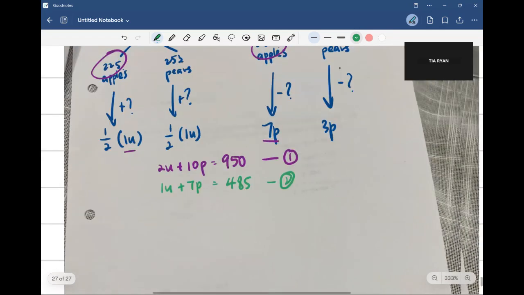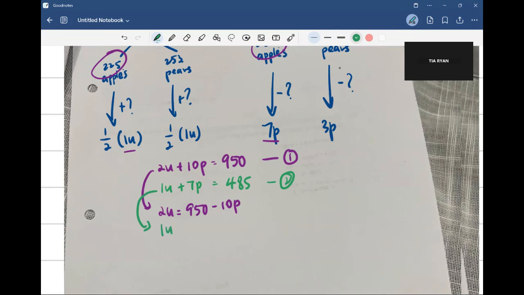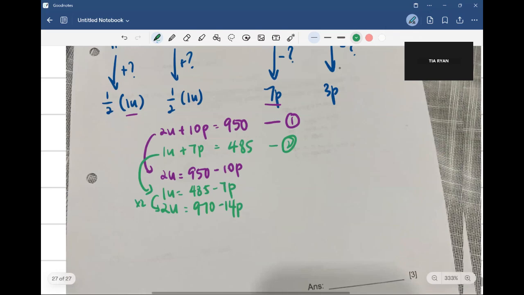So I want to make units the same in this case. What I would do is make units the subject first. For the purple one, it becomes 2u equals 950 minus 10 parts. And for the green equation, it will become 1u equals 485 minus 7 parts. However, we have to make the units the same, right? So I times 2 it, which equals 970 minus 14 parts.